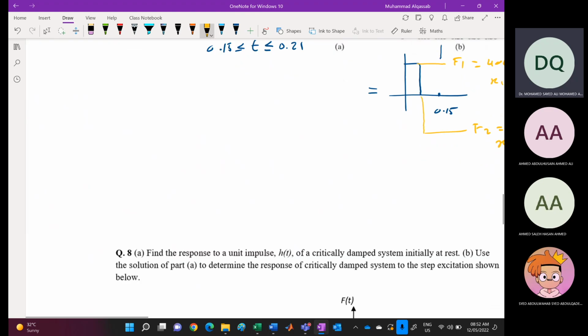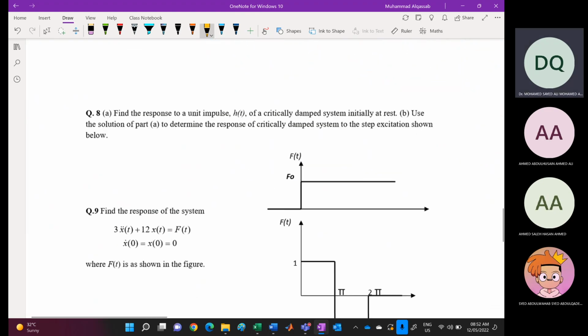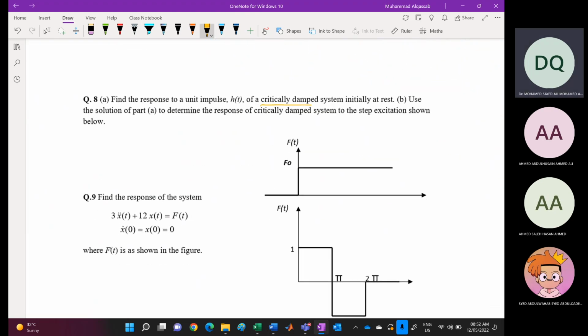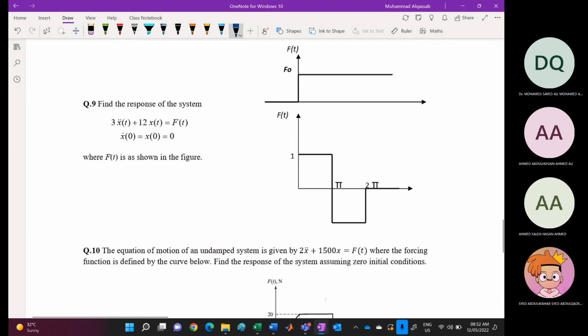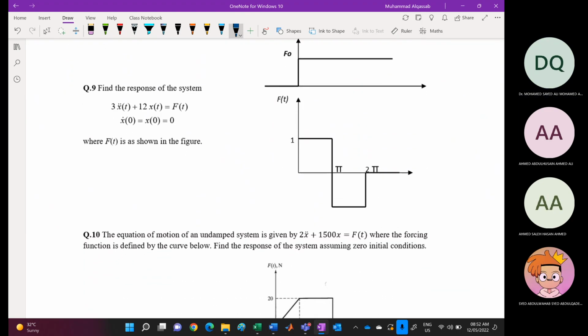Question number 8. This is the response due to critical damping. You can skip this question as well. As I told you, we will do only the undamped.